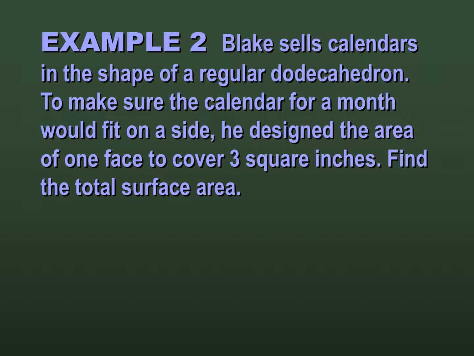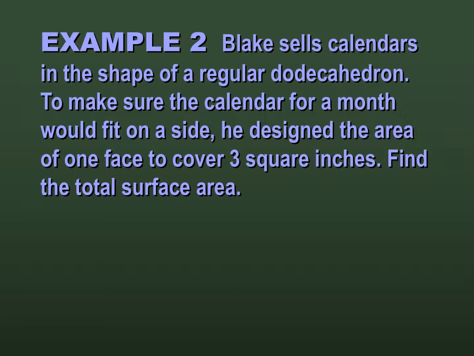All right, so let's look at an example. Let's say that Blake is selling calendars in the shape of a regular dodecahedron. Remember, that was that 12-sided figure with pentagons on it. To make sure that the calendar for a month would fit on a side, he designed the area of one face to cover 3 square inches. So we know the area of one of the faces. It's 3. We want to find the total surface area.